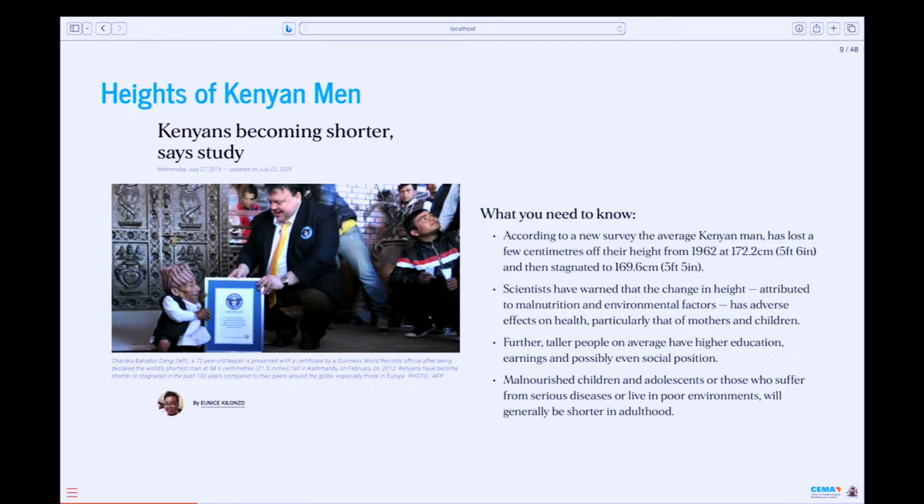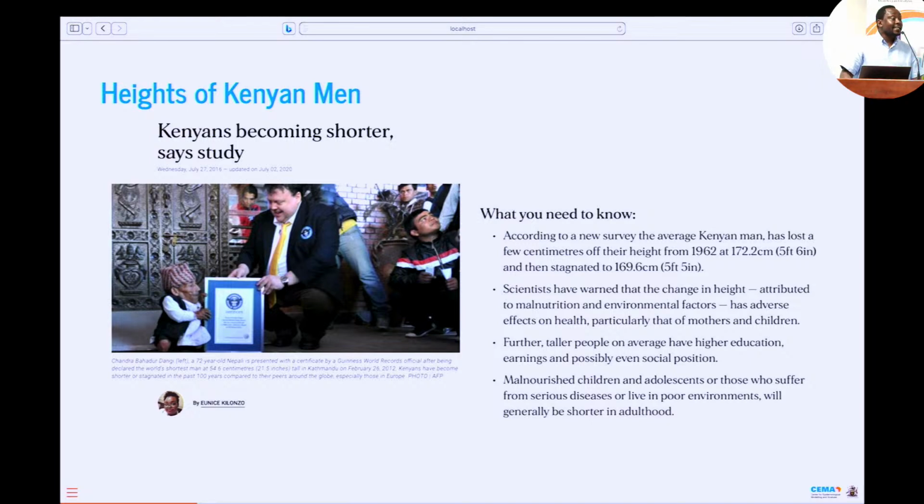But anyway, this newspaper article, based on another article, says that according to the survey, the average Kenyan man has lost a few centimeters of their height from 1962. The average height of Kenyan men in 1962 was 172.2 centimeters, 5 feet, 6 inches, and that has stagnated now to 169 centimeters, 5 feet, 5 inches. We have lost an inch of our height over that period of time. We blame bad governance, right?